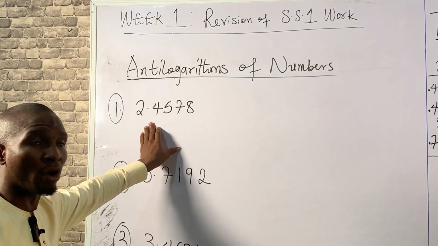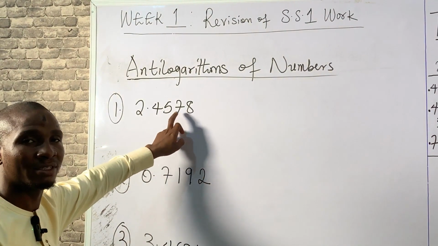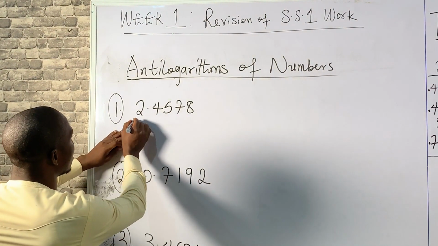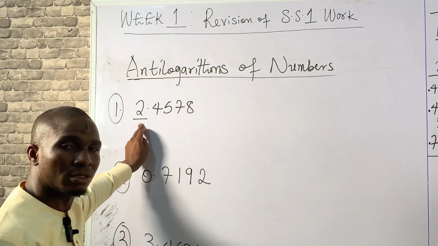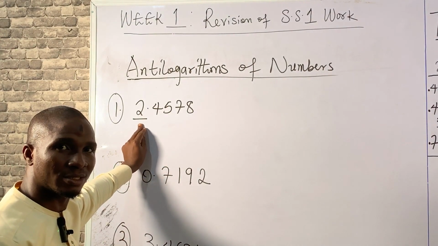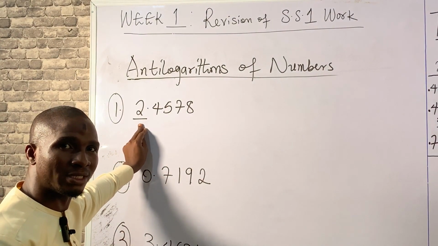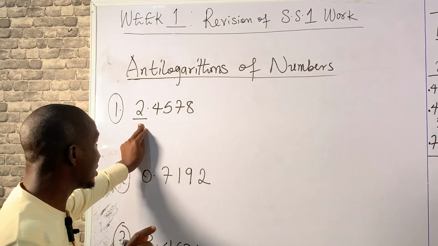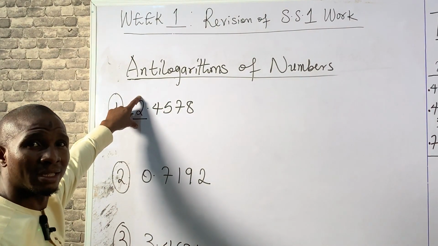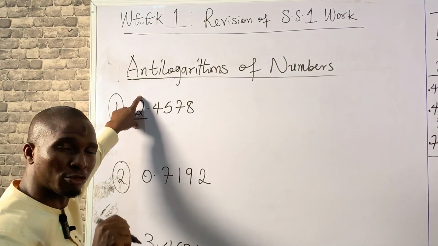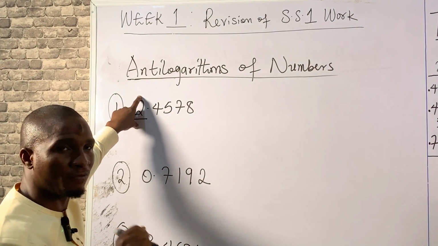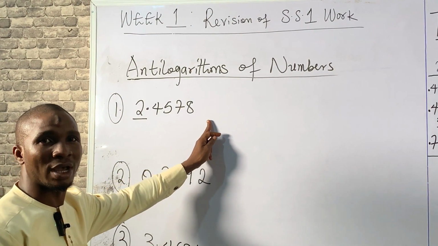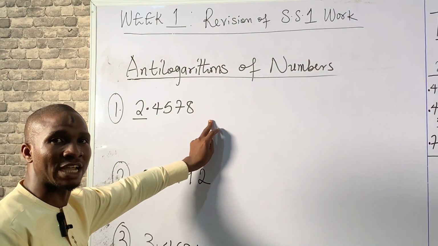How can we find the antilog of 2.4578? Please take note. This first number here denotes the number of places where the decimal point is to be, that is the position of the decimal point. I repeat, this first number represents the position of the decimal point in your final answer. While after the decimal point, this is what you are going to check from the table.